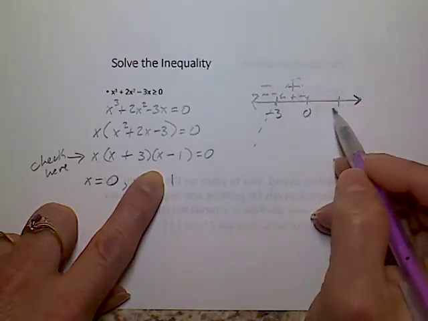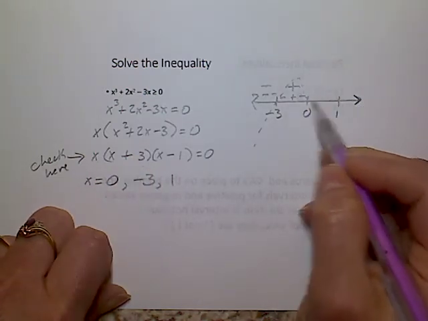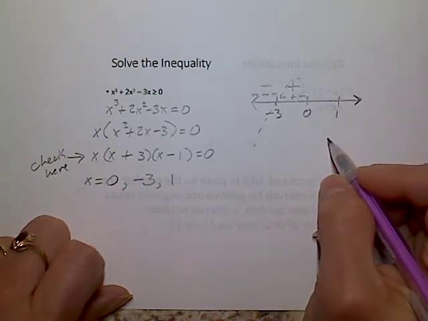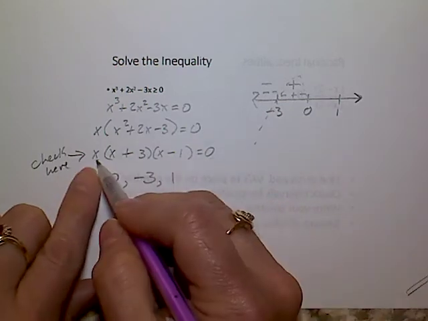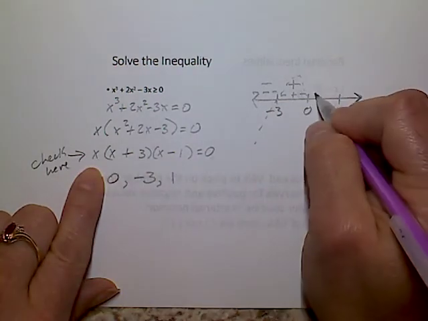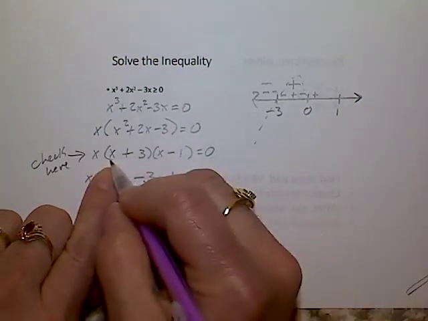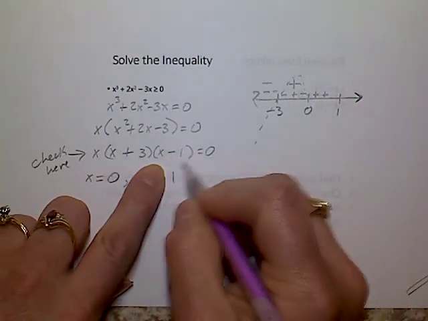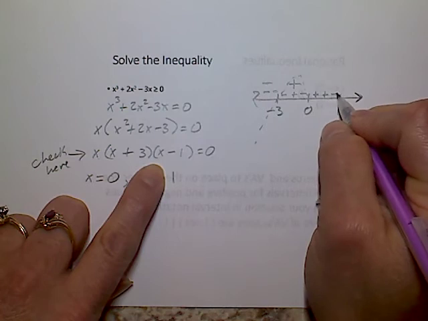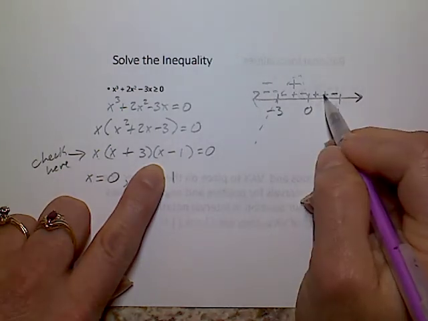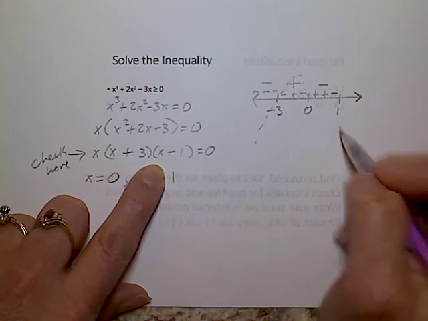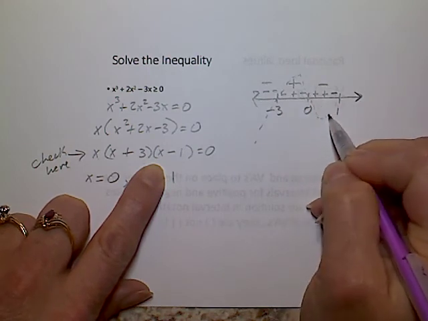What's going to happen here? Let's check it out. I need a number between 0 and 1. 1/2 is a good number. Don't panic. This is nice. Watch. 1/2 is positive. 1/2 plus 3, positive. 1/2 minus 1, negative. A positive times a negative is a negative number. Oh, it went down here.